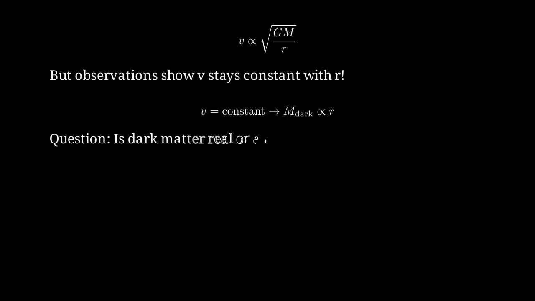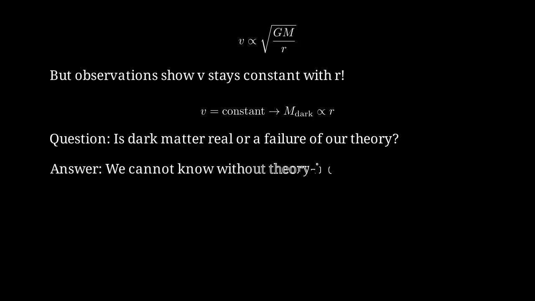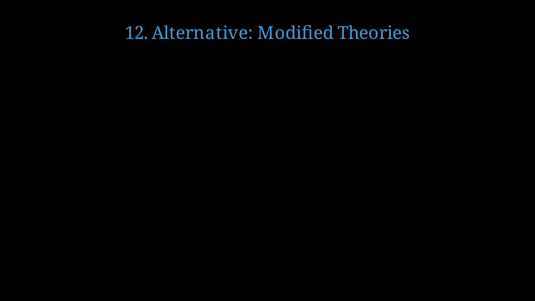But here's the question. Is dark matter real, or is it simply revealing a failure of our gravitational theory? The paradoxical answer is we cannot know without theory-independent observation, which may be impossible. Some scientists propose modified theories instead of dark matter.